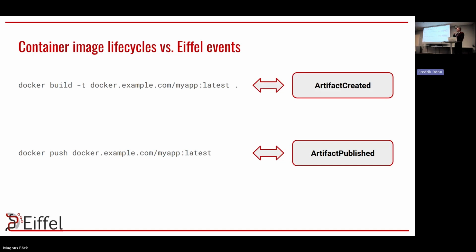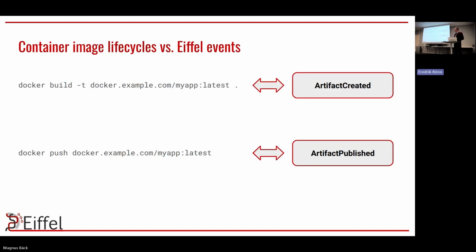If you know the Docker CLI, you might recognize the command on the top left. That's when you build an image. It doesn't leave your machine at all. It's just the act of building it. And that's pretty much exactly what the artifact created event expresses. We create an artifact. We don't make it available anywhere. It's just there. It has an identity and a version, and we can express what it was built from, for example.